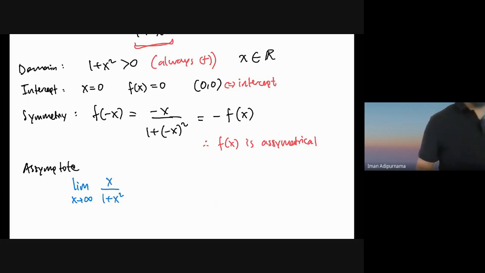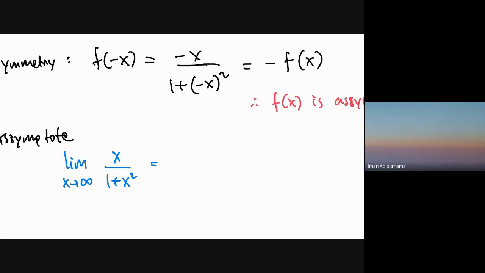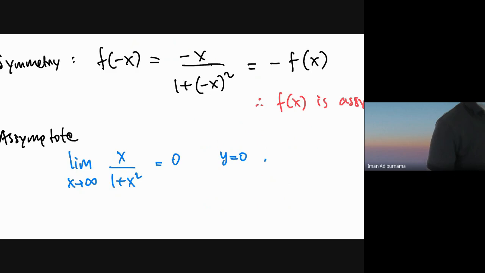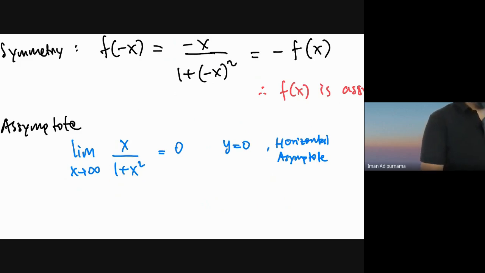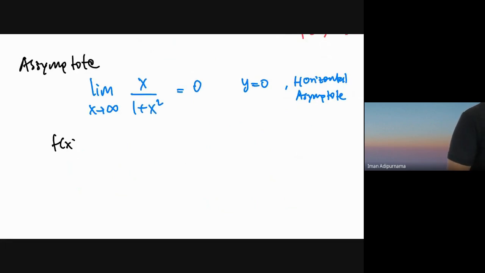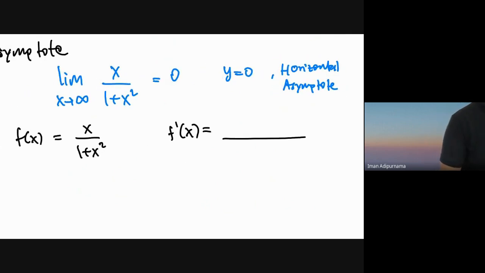x over 1 plus x squared: if you see, the numerator is degree 1 and the denominator is degree 2, so the limit should be directly 0, right? So y equals 0 will be our horizontal asymptote. If you want to check x to negative infinity, you can also do it, and it has the same conclusion: 0. Okay, so this is the horizontal asymptote. And then we can check the first derivative.